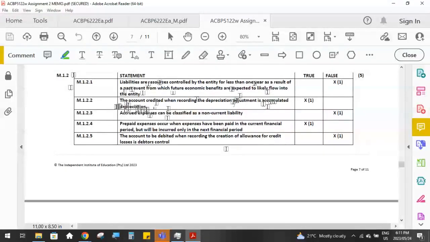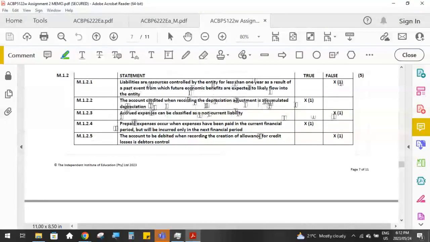Then accrued expenses can be classified as a non-current liability. And that is false because they would not be non-current, because non-current would mean they would only be paid in longer than the next 12 months. Accrued expenses is a current liability because an expense is always something that you have incurred right now in this current month for your operations. So accrued expenses would be classified as a current liability.